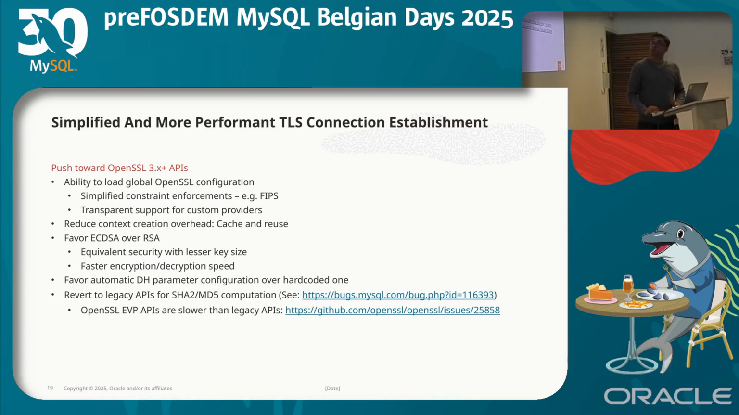We also simplified a few things. We improved performance. We reduced the number of contexts to be created when you are generating a digest, creating an encryption, doing a decryption, and so forth. In this exercise, we also found a bug in OpenSSL: the modern API of OpenSSL, the EVP APIs, are quite slower than the deprecated API. This has been reported to OpenSSL. They have acknowledged it, but there is no plan to fix it currently. So MySQL, for the time being, has reverted to those legacy APIs, at least for SHA-2 and MD5 digest generation.